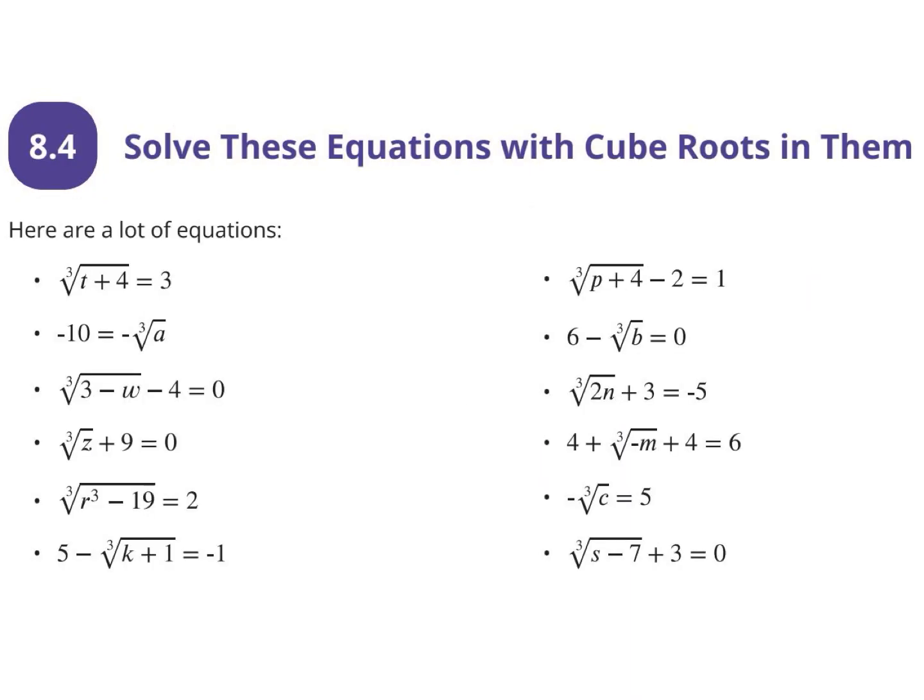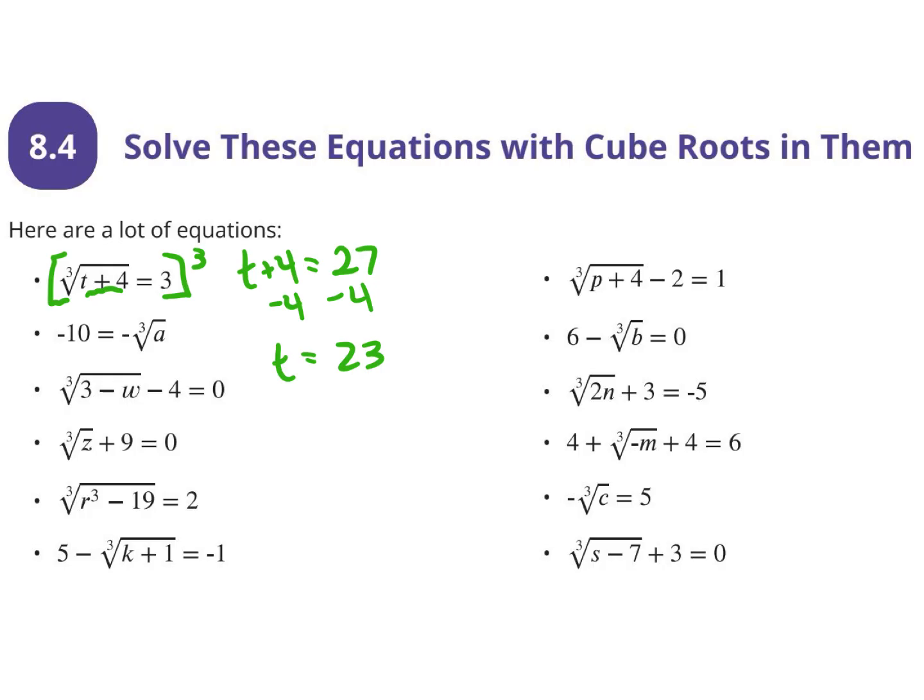Okay, so let's solve these. Now, the t plus 4 is under the radical symbol. So we're just going to cube both sides. You get t plus 4 is equal to 27. Subtract 4, subtract 4. t is equal to 23. 23 plus 4 is 27. The cube root of 27 is 3. It works. When you solve an equation, you should always be able to put the number back into the equation.